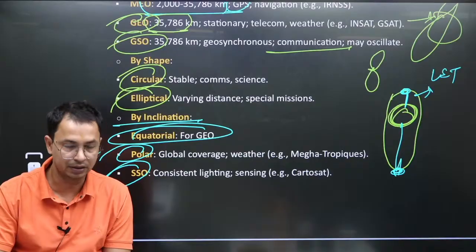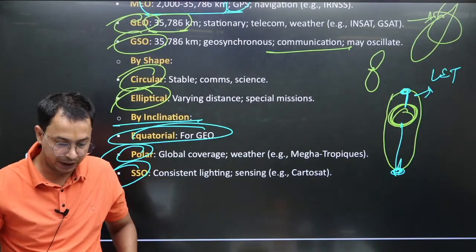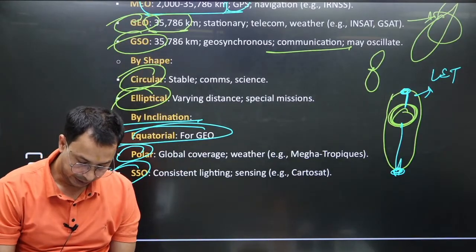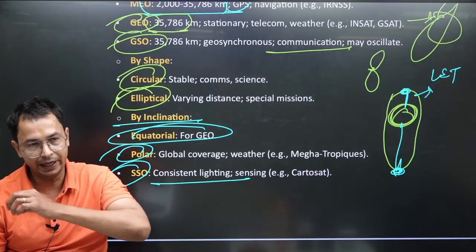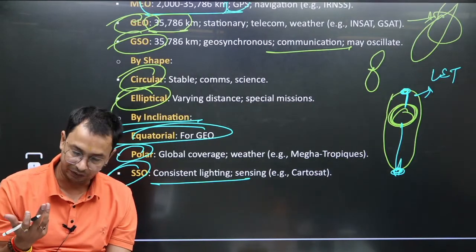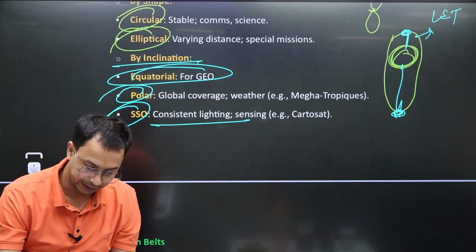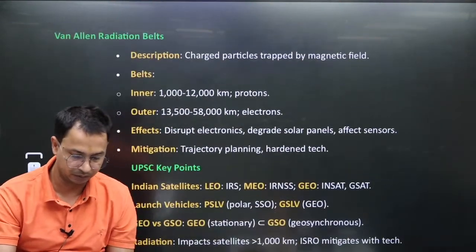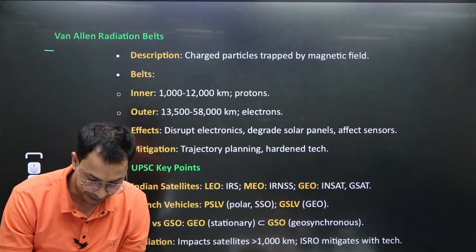Then we have SSO, sun synchronous polar orbit. Here the solar time will be fixed, and it will get constant lighting from the sun. If this satellite has visited one place on the Earth at a particular time, then the next time it will visit that place at that same particular time. And here we have the Cartosat series. Cartosat satellites are used for cartography purposes. Then we have the Van Allen radiation belt.